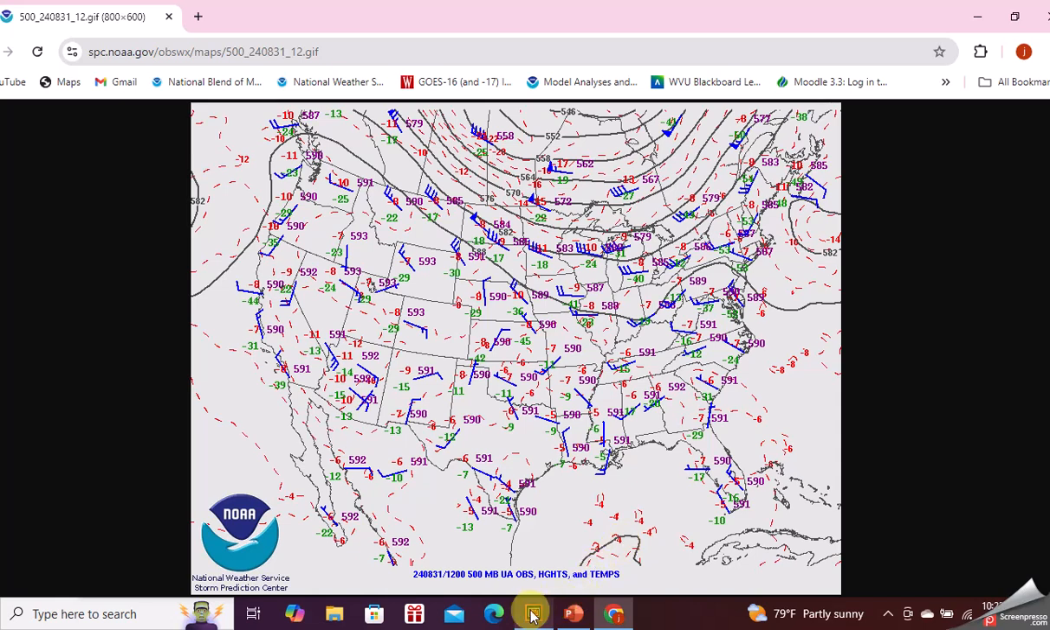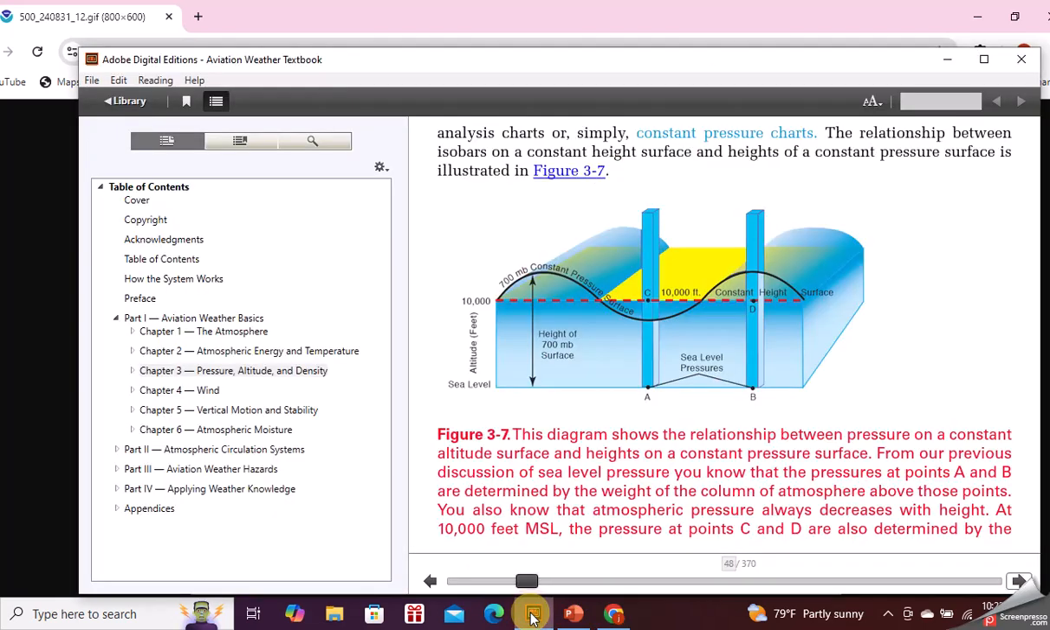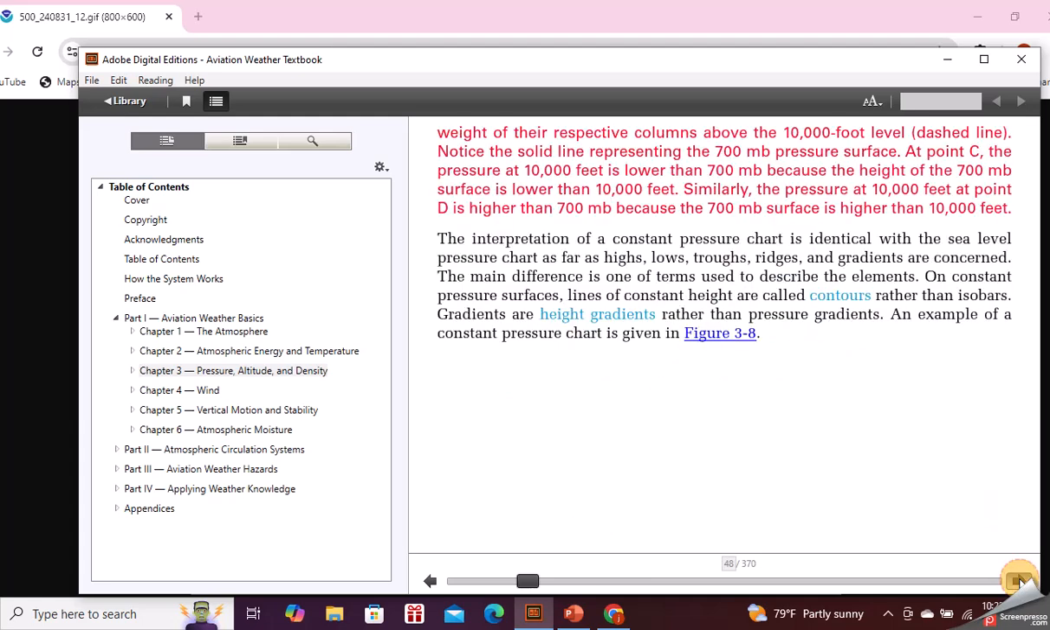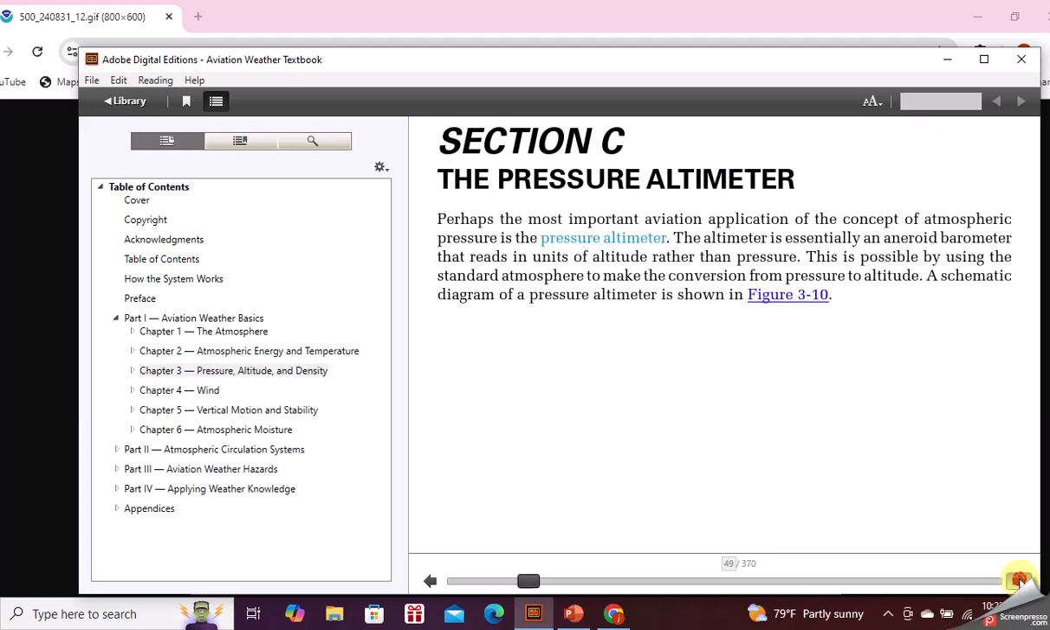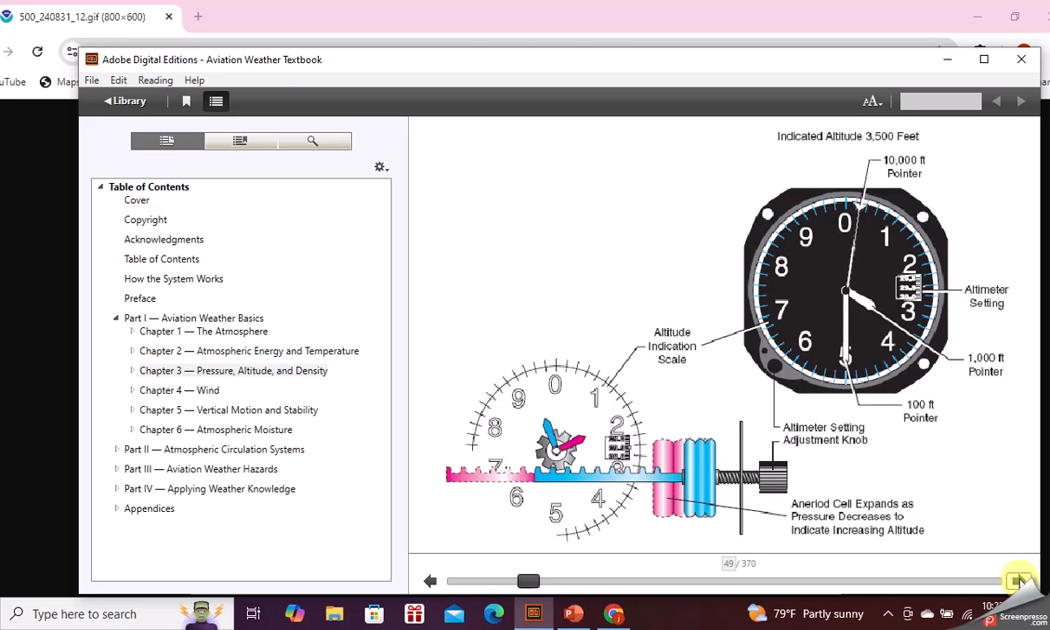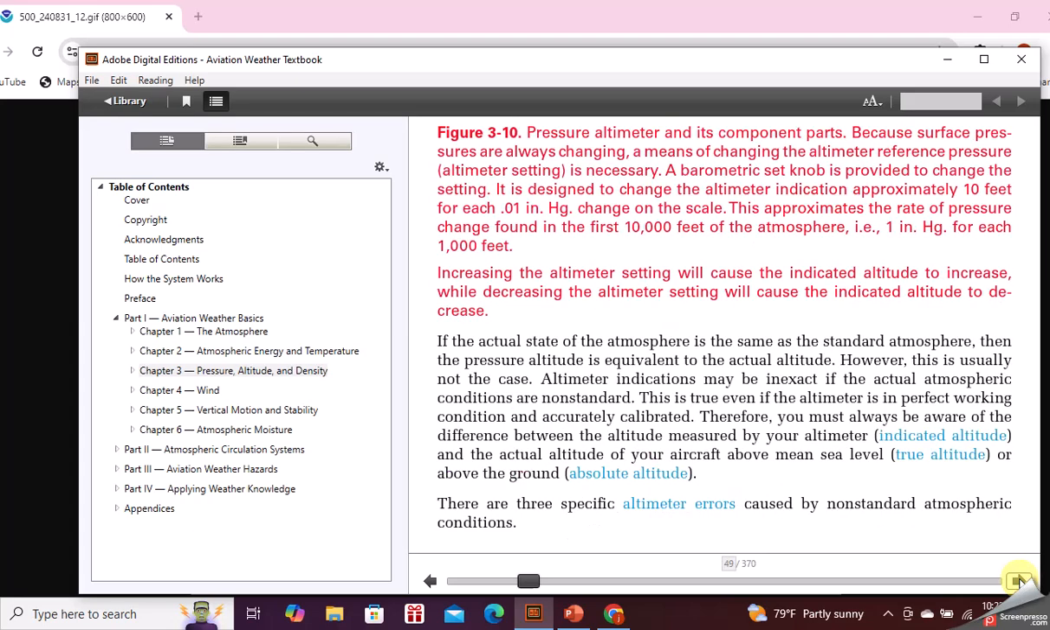So that is what I want you to get out of pressure. And with that, we're going to move on to the altimeter and all that. You have those on your planes. I'm sure they're a lot more sophisticated than what this gentleman has put in the book.